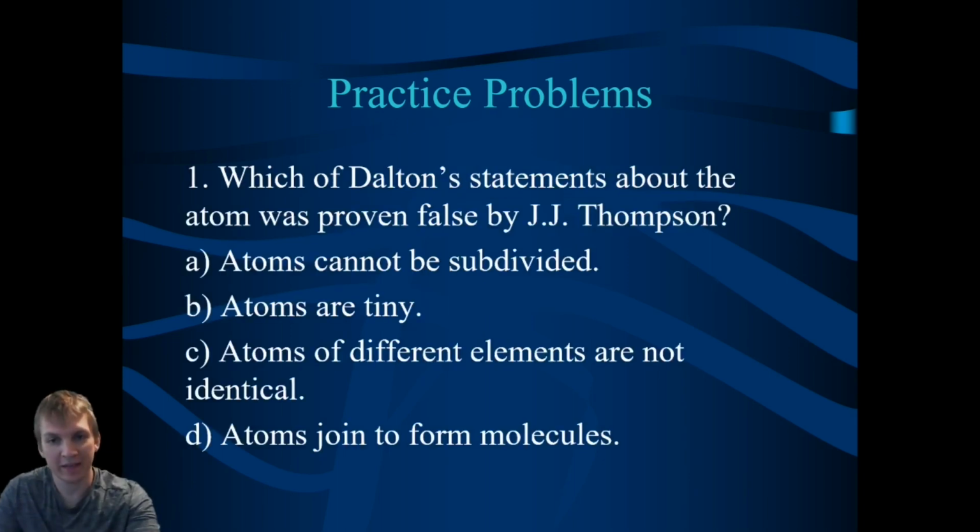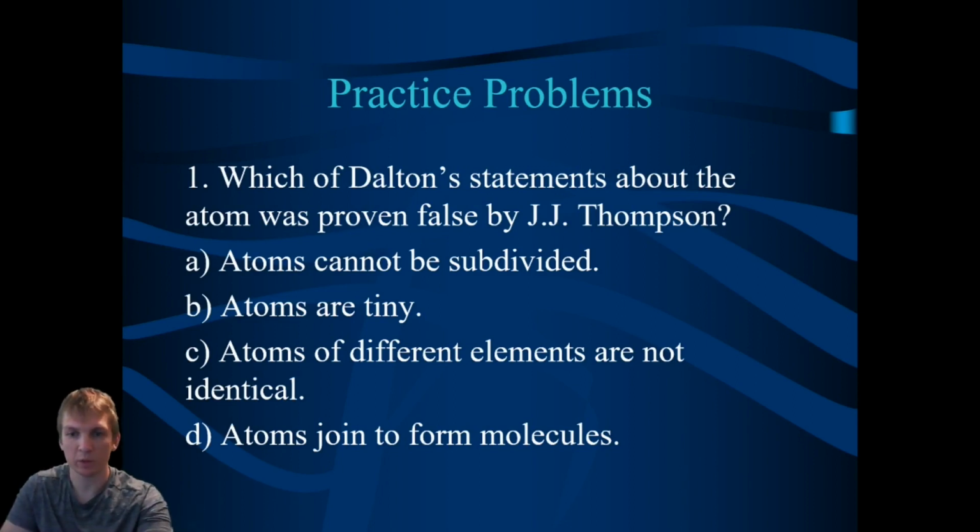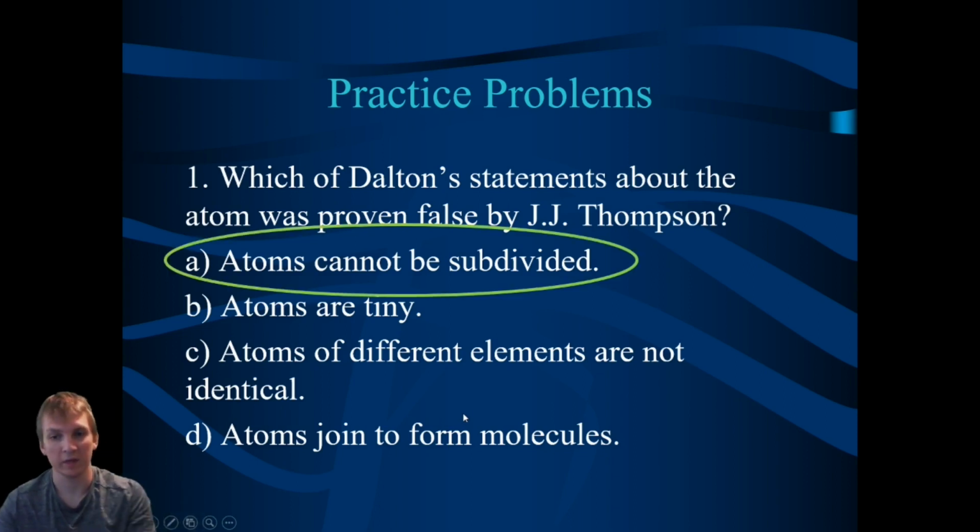All right, so number 1 says, which of Dalton's statements about the atom was proven false by J.J. Thomson? A. Atoms cannot be subdivided. B. Atoms are tiny. C. Atoms of different elements are not identical. Or D. Atoms join to form molecules. Well, if you remember, J.J. Thomson, or John Thomson, was the one that came up with the plum pudding model. So he's the one that discovered a proton region and an electron region. So he actually was able to subdivide the atoms. So A is the correct answer choice here. Atoms cannot be subdivided. That was proven false by John Thomson.